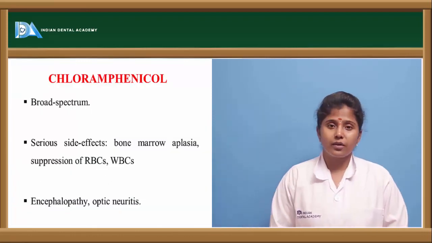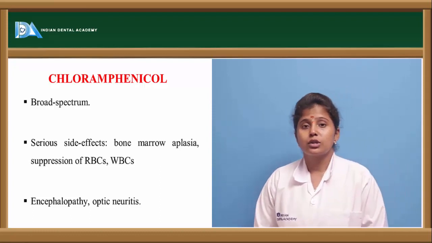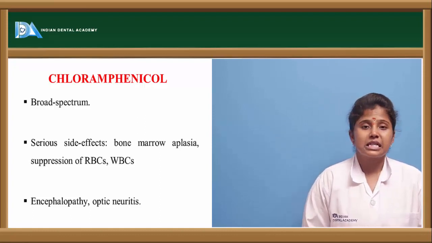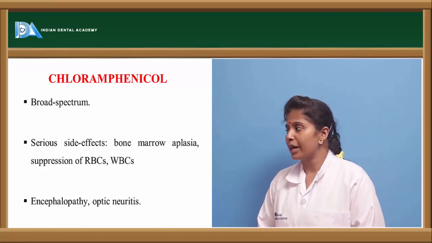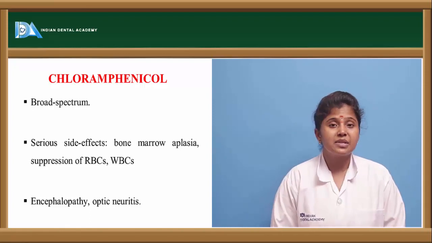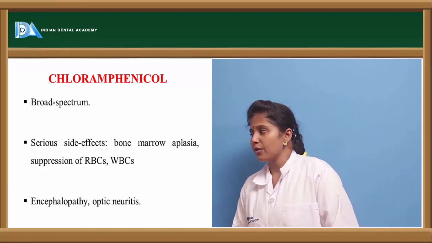The other drug is chloramphenicol. Chloramphenicol is a broad spectrum drug, so it is used against various microorganisms, and it has serious side effects like bone marrow aplasia. It will cause damage to the bone marrow, thereby preventing the formation of blood cells. And encephalopathy.